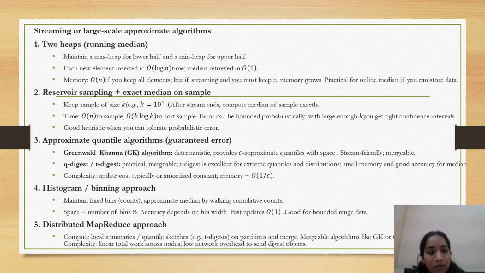And at last, the summary is that exact methods are accurate but costly in memory and time. But approximate or streaming algorithms offer trade-offs. Two heaps are accurate but store all data. Sampling is fast with probabilistic errors. T-digest and GK have small memory, are mergeable, and have guaranteed error. And histograms are simple, fast, and have adjustable accuracy. So choosing the method depends on data size, streaming requirements, and acceptable errors.